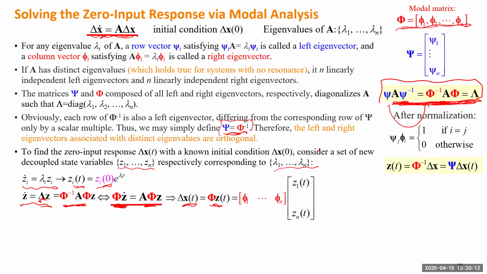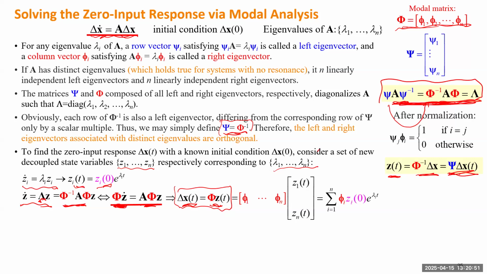Similarly, that also gave us a formula to calculate z, because for this equation, if we multiply both sides by the inverse of phi, we have z equal to phi inverse multiplied by delta x, because phi inverse is basically just psi. Basically, this means if we know the matrix made by all the left eigenvectors of the system, multiplying it by the state variables of the original system will give us the new state variables, which are decoupled regarding all the modes.